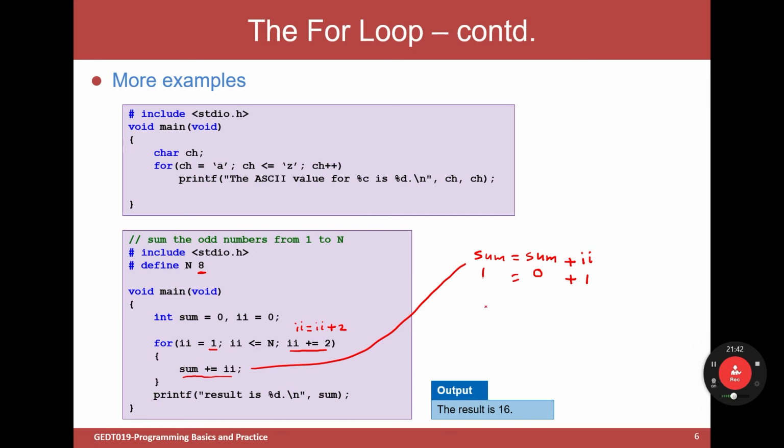So this one will be what? I is equal 1 plus 2, is equal 3. Here we go, it's a 3. And then is 3 less than 8? No, it's not less than 8. So execute this one again one more time.